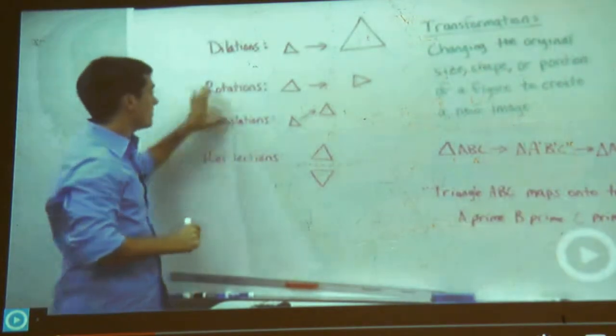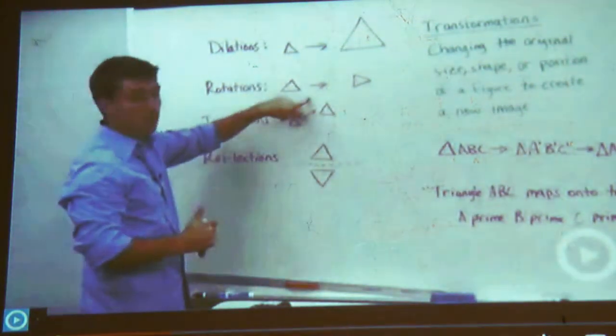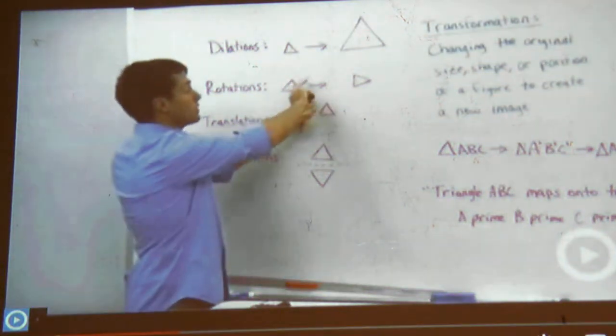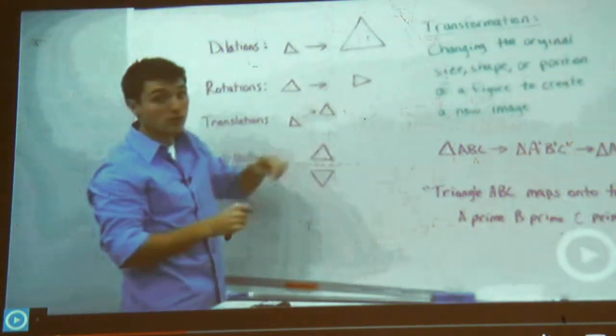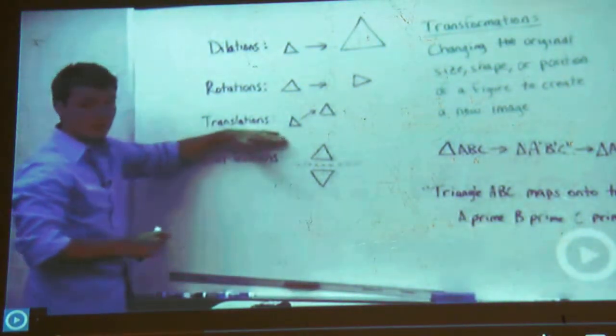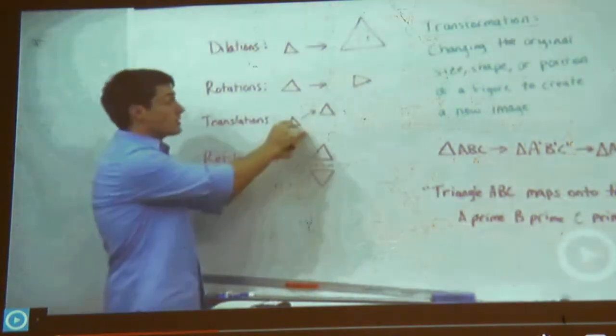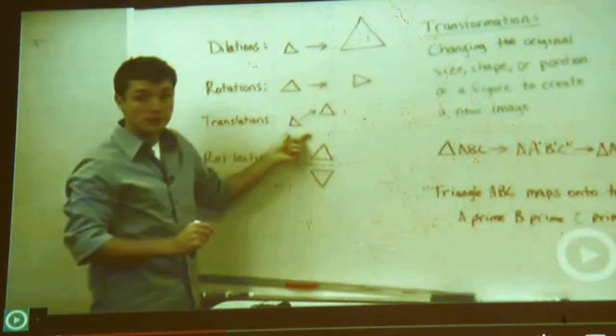The second type, rotations. So you're going to start with a figure and then picking a point and an amount, you're going to rotate that figure. So you're not going to change its size or its shape. The next type is a translation, or sliding it. So basically you're going to have a figure and you're going to slide it in some direction.